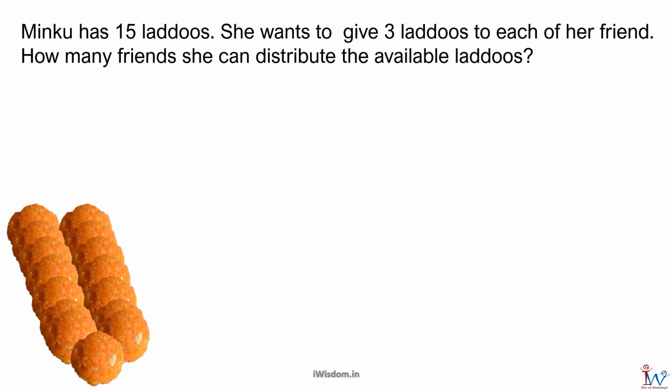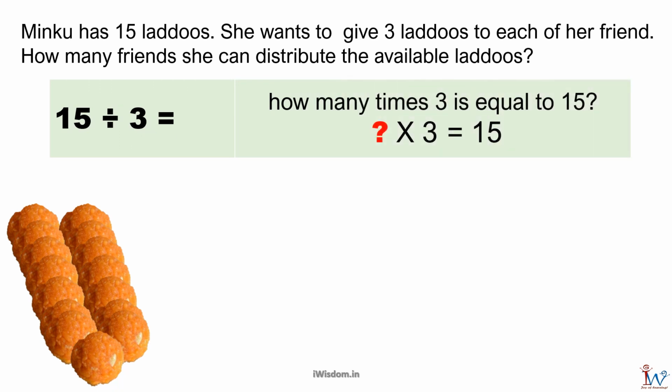Minku has 15 laddus. She wants to give 3 laddus to each of her friends. How many friends can she distribute the available laddus to? We have to find how many groups of 3 can be made from 15. Group size 3 is already given. We have to ask, how many times 3 is equal to 15?